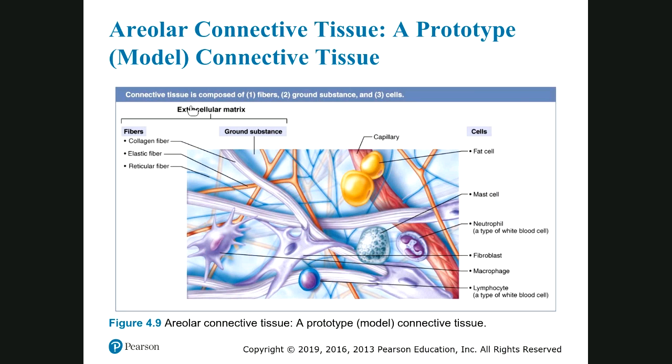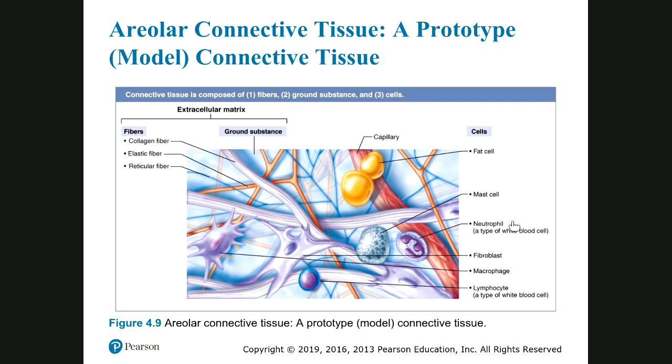The extracellular matrix also includes fibers. The fibers are collagen fibers, which happen to be the strongest and most abundant. It also includes elastic fibers and reticular fibers.